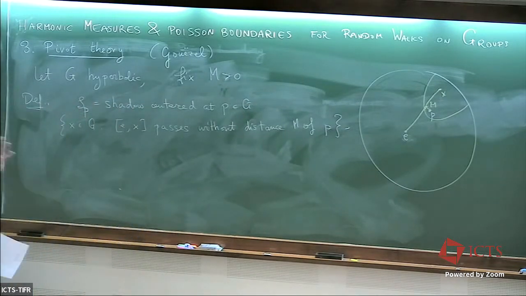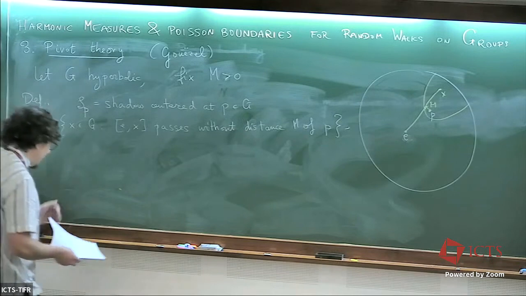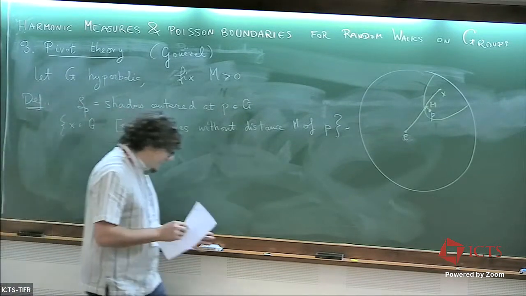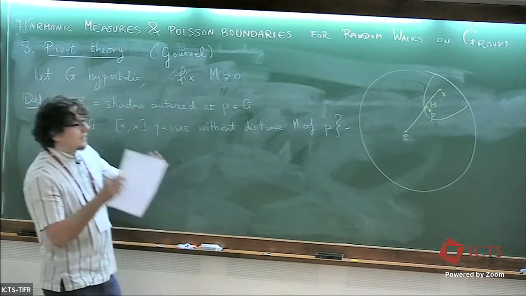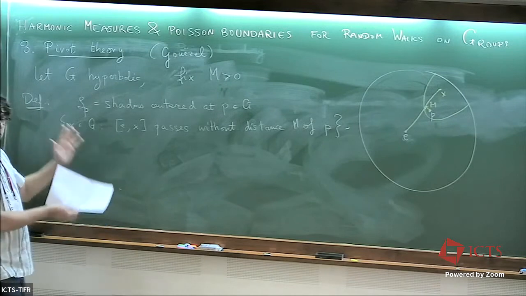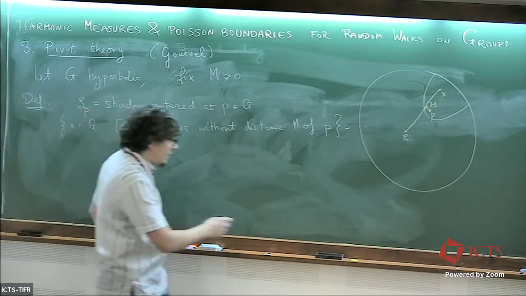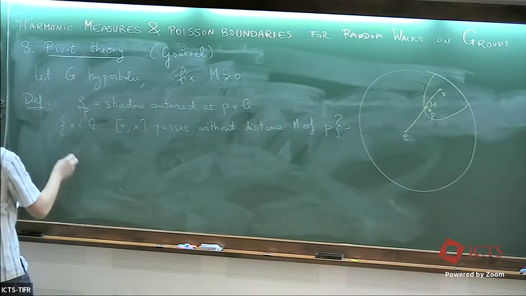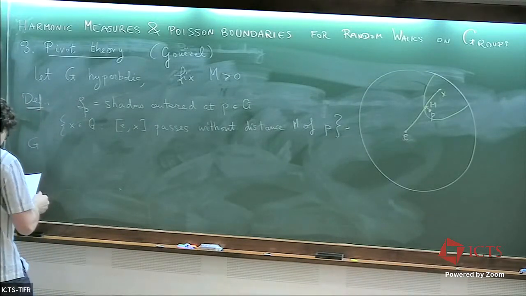Now we need this notion of pivotal times. What is a pivotal time? A pivotal time is a time where the random walk behaves nicely, in the sense that from there on, it does not backtrack before this pivotal time. There are two notions: a finite pivotal time, and then we will see the infinite version of it.